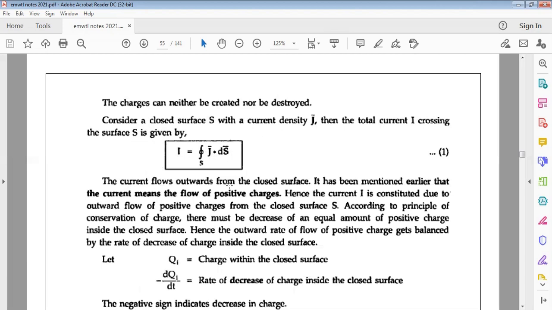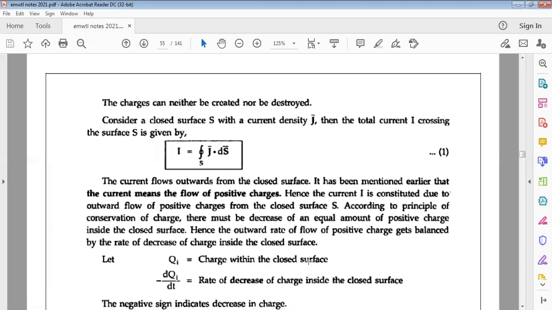The current flows outside from the closed surface. It has been mentioned earlier that current means the flow of positive charges, and the current I is constituted due to the outward flow of positive charges from the closed surface S. According to the principle of conservation of charge, there must be a decrease of an equal amount of positive charge inside the surface, as the outward rate of flow of positive charge is balanced by the rate of decrease of charges inside the closed surface.